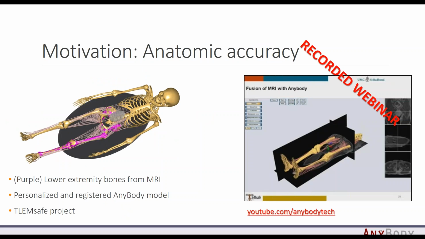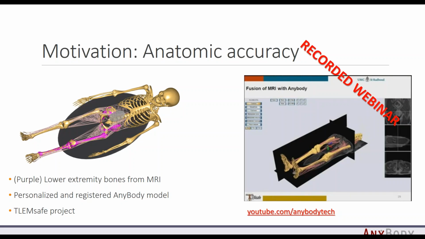Another reason to use subject-specific models is to enable applications where anatomical accuracy is a must. For example, a preoperative planning system requires anatomic accuracy. We participated in a European project, TLEM-SAFE, where this consortium created a prototype of a preoperative planning system which also used the AnyBody Modeling System as a part of it.